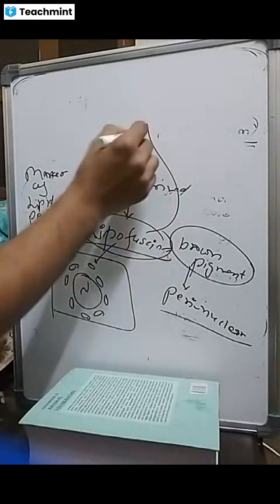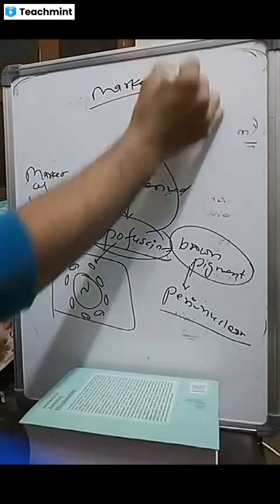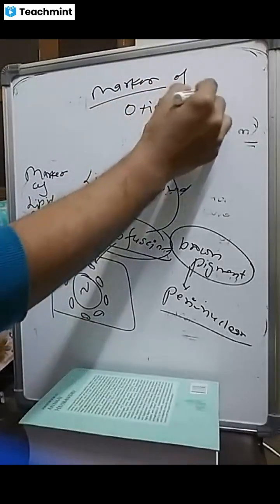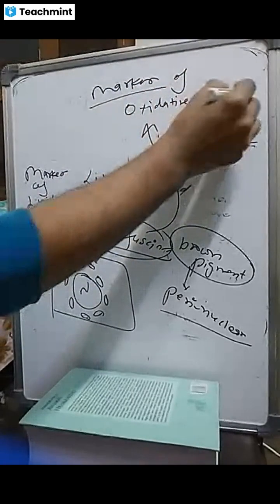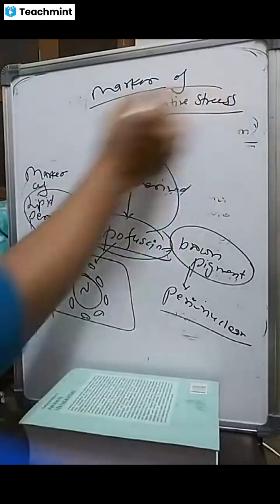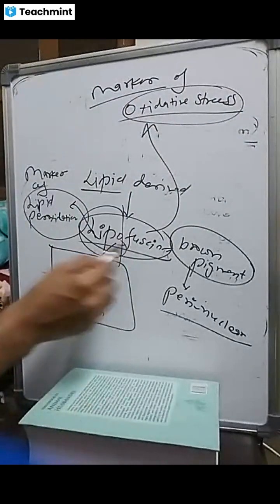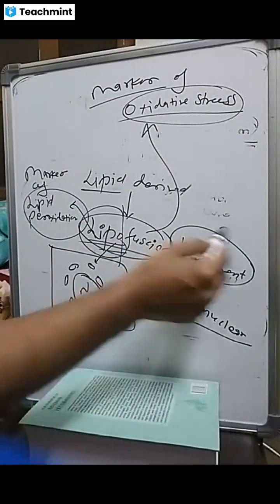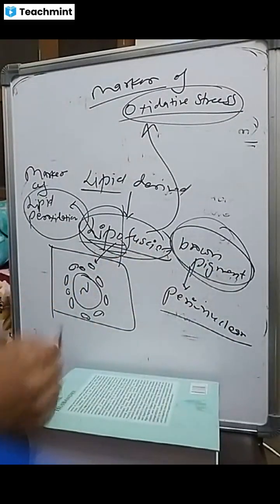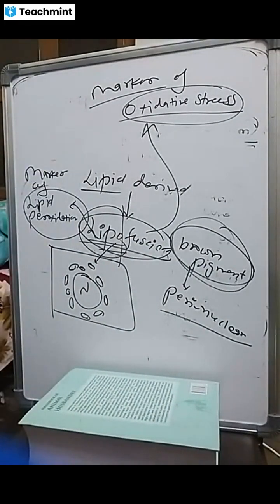Lipofuscin is a brown pigment. It is an indicator or marker of oxidative stress, a marker of lipid peroxidation. Lipo means it is derived from the lipid. It is a brown pigment, perinuclear, and it is a marker of this lipid peroxidation.